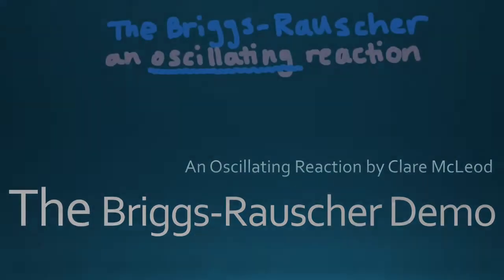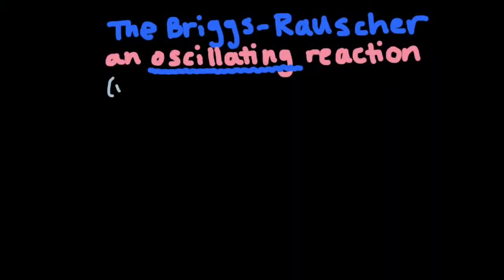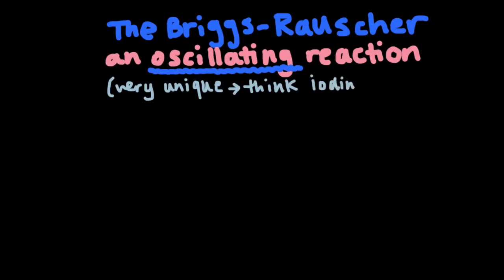Hello, my name is Claire McLeod, and today I will be talking about the Briggs-Rauscher reaction, which is an oscillating reaction. It's a very unique reaction, and it's similar to the iodine clock reaction that we did during class, in the sense that it changes color due to the reaction mechanism and the reaction rate.